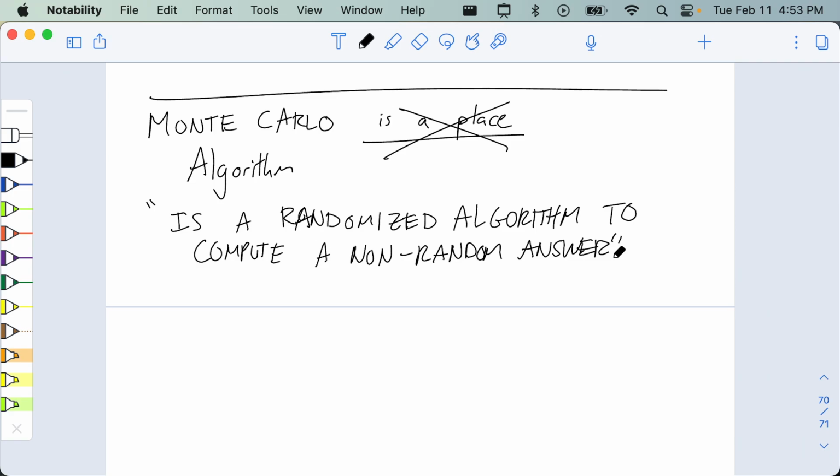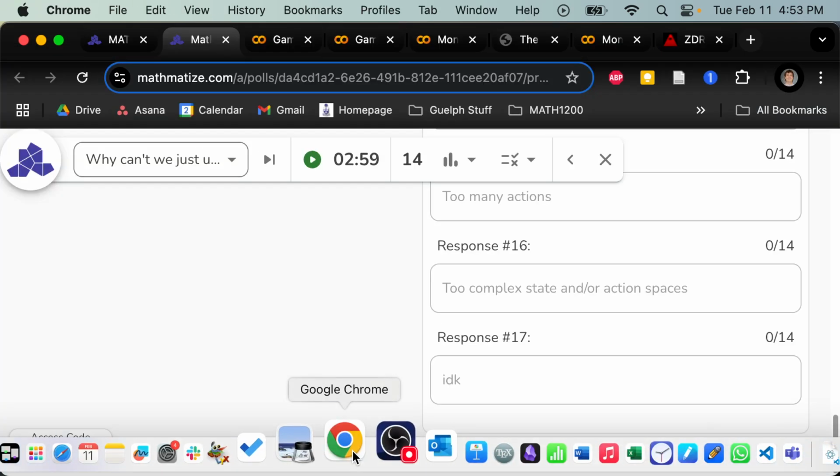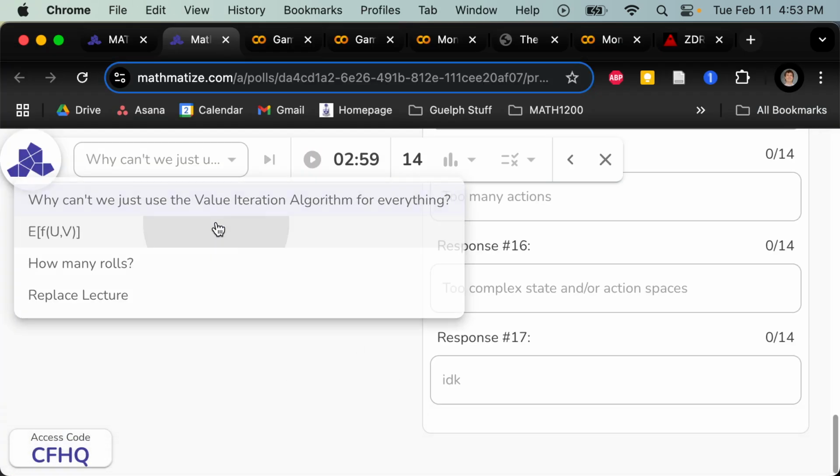The very first example I have for you is calculating the expected value of f of U V for some particular function f. And this is a great example. If you want to know the average of some function, that's some number, right? There's some honest to God answer to this thing. But it turns out there's a very nice simple random algorithm for approximating this expected value. Before we go into that algorithm, let me put up the function f, and you can tell me what the answer is going to be.